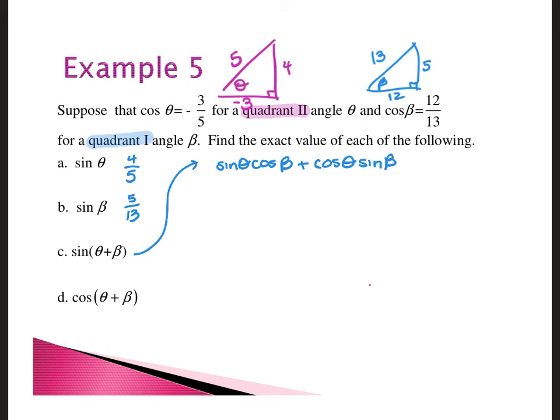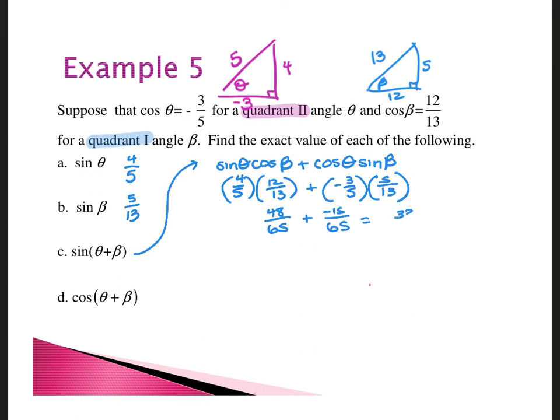Got it. Okay, so sine of theta is 4/5. Cosine of beta is 12/13. Cosine of theta, negative 3/5. Sine of beta is 5/13. Simplify, 48 over 65 plus a negative 15 over 65, and I get 33 over 65.